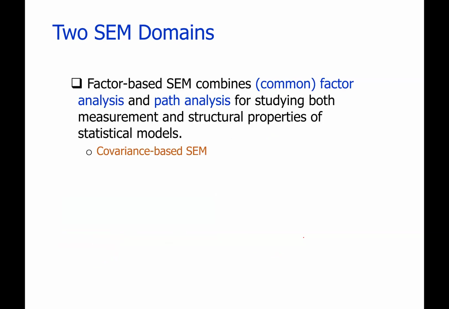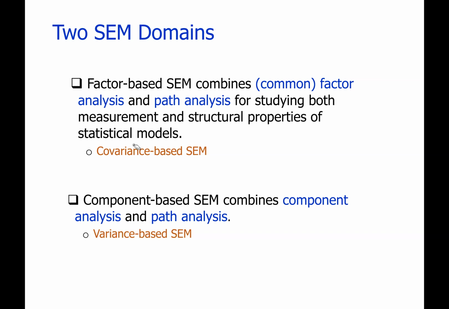Very naively speaking, technically, factor-based SEM combines common factor analysis and path analysis into a single framework. This is also called covariance-based SEM in some literature. On the other hand, component-based SEM combines component analysis, such as principal component analysis, or simply PCA, with path analysis into a single framework. Component-based SEM is also called variance-based SEM.